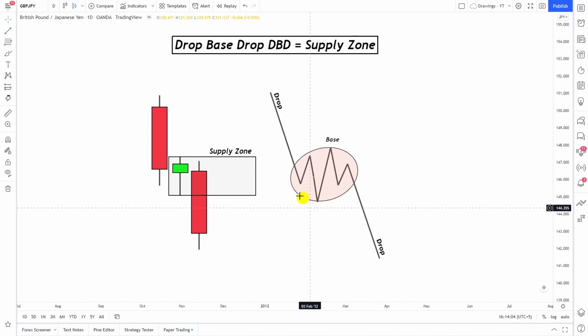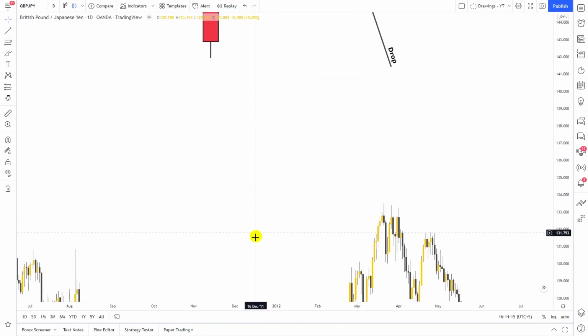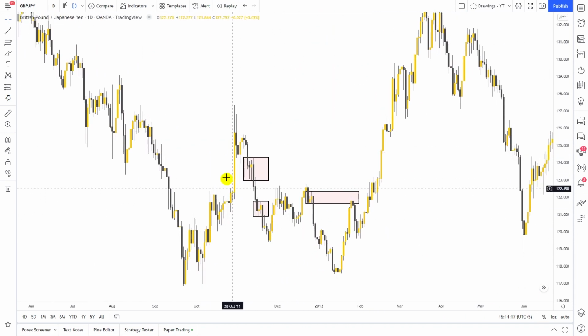So in this video, we're gonna talk about the base drop supply zone, and we're gonna see what is the market structure behind this supply zone and how you can detect this supply zone successfully on your charts. And in the end, we're gonna go through the examples of the base drop supply zone on the charts.